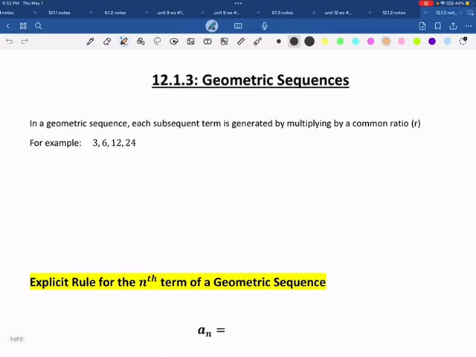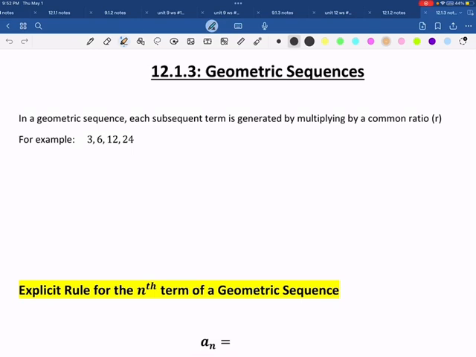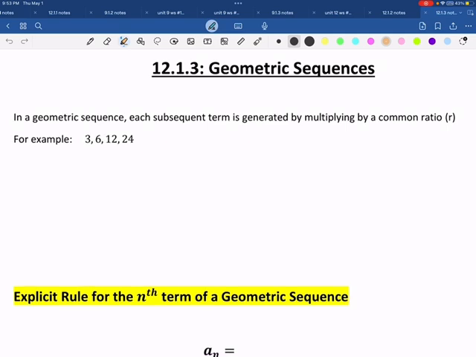All right, so yesterday we learned about arithmetic sequences. So the follow-up to that is 12.1.3 geometric sequences. So we're going to be looking at another type of sequence today that we can learn formulas for writing the rule for any term in the sequence or for finding the sum of the sequence.